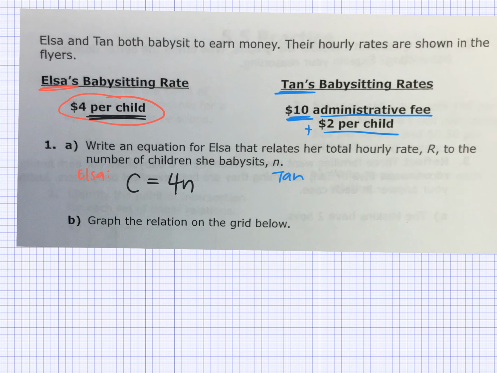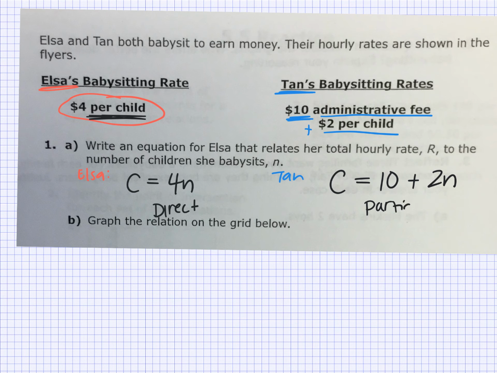C equals 4n. Excellent. What does n stand for? Number of children. Beautiful. Okay, somebody else for Tan. Tan would be 10 plus 2n. Excellent. If you hire Tan and you have no children, how much do you have to pay her? $10. Which one is direct and which one's partial? Elsa is direct, and Tan's partial.